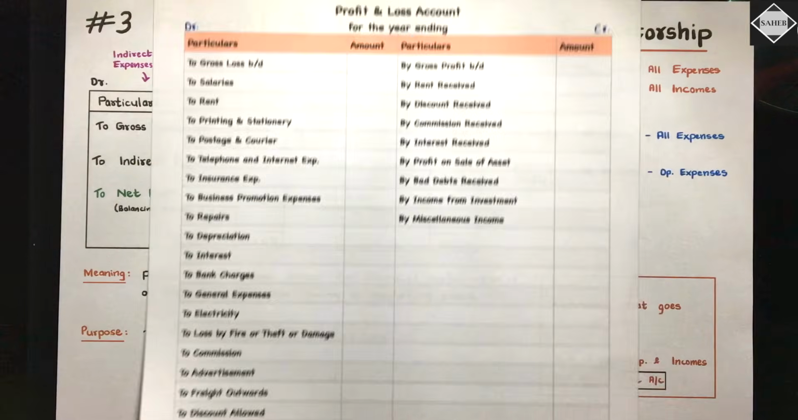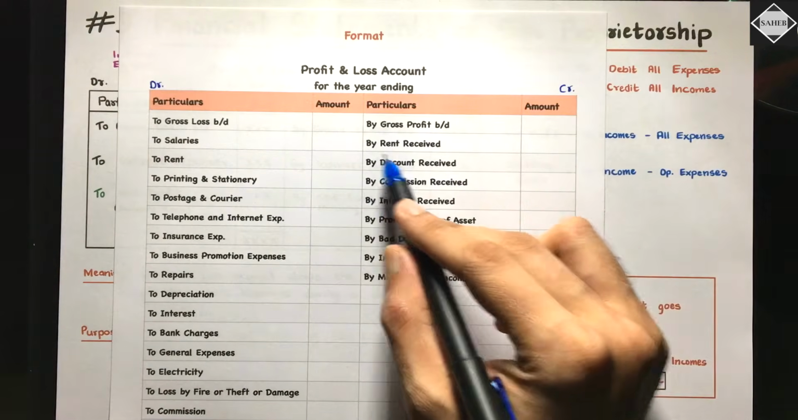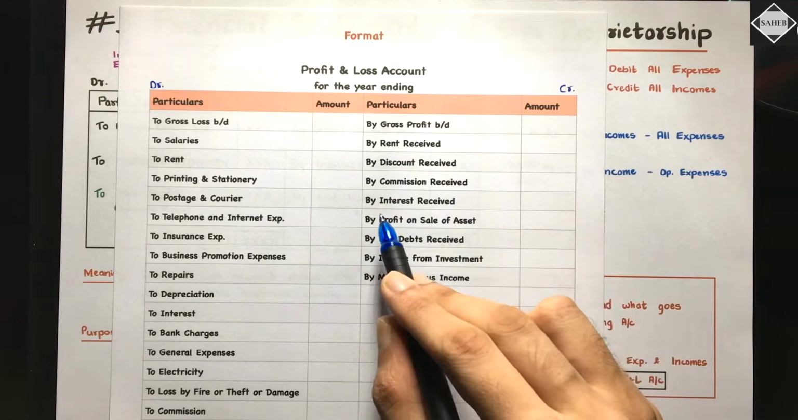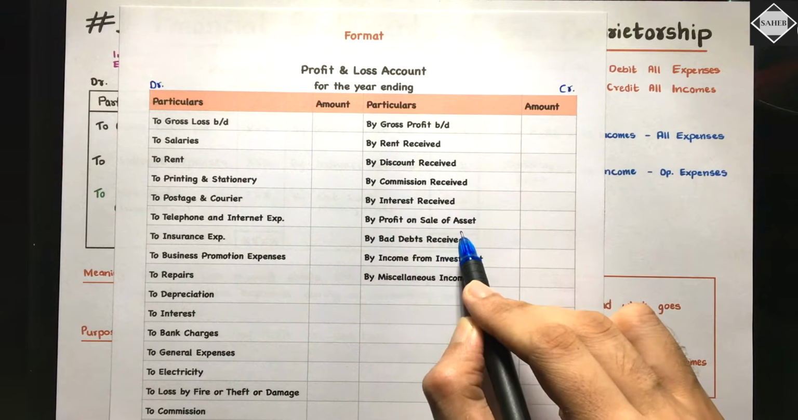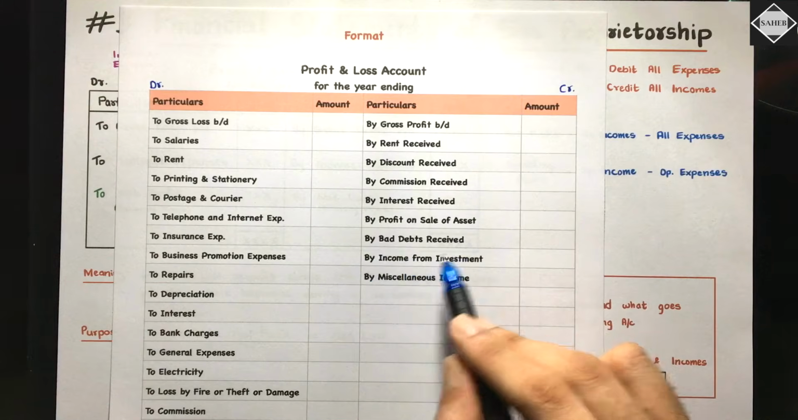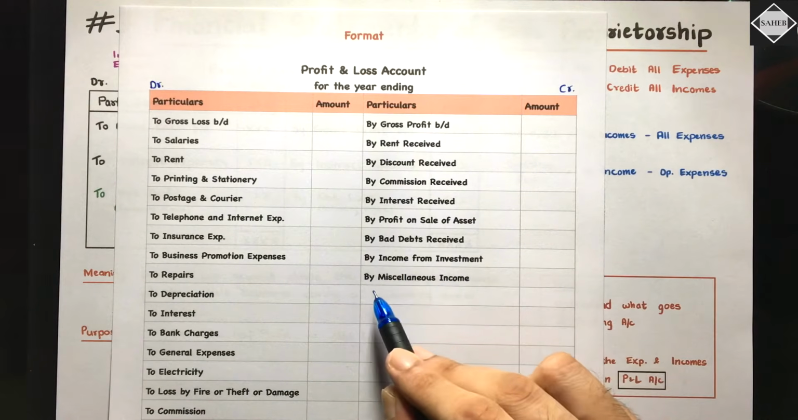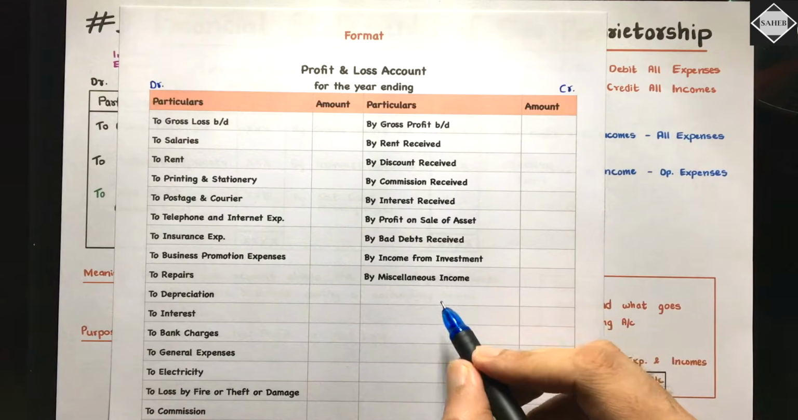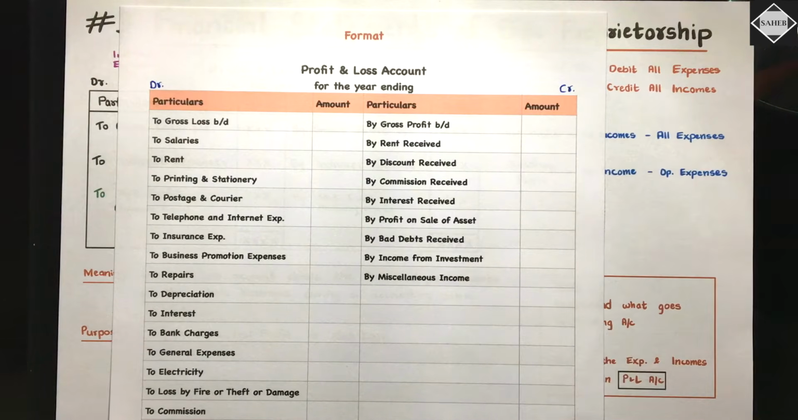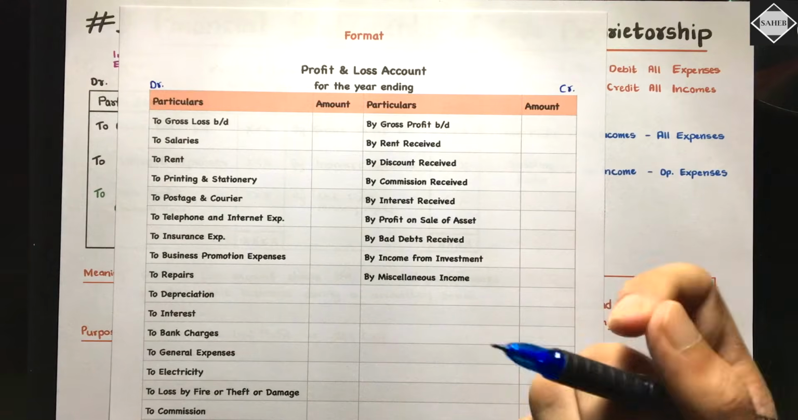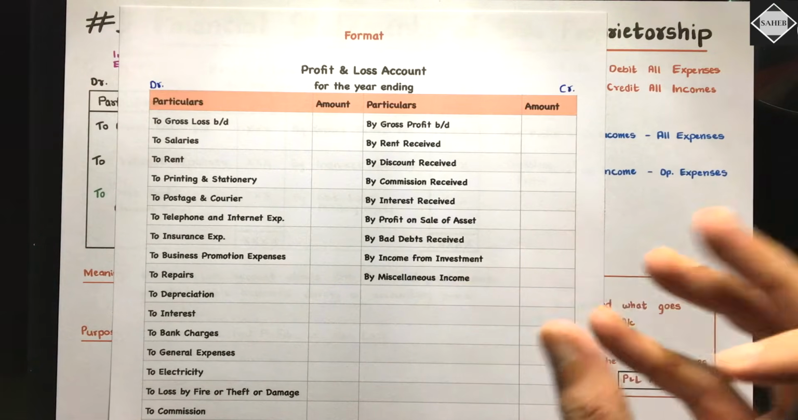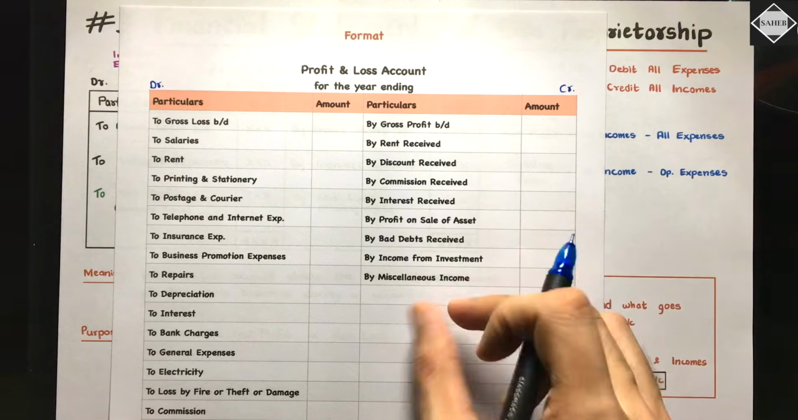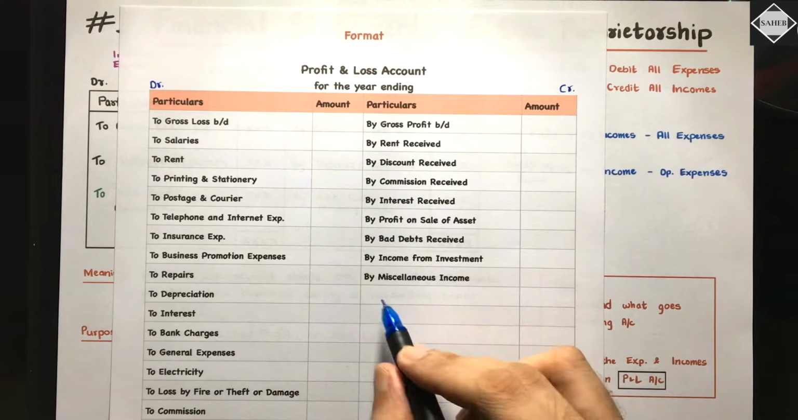All right. And then on the income side here we have: rent received, discount received, commission received, interest received, profit on sale of asset, and then bad debts recovered, income from investment, and miscellaneous income. Any small income that we club together, we just say miscellaneous income, right? It's not material enough to be recognized separately, so that is why we club small incomes all together as miscellaneous income.